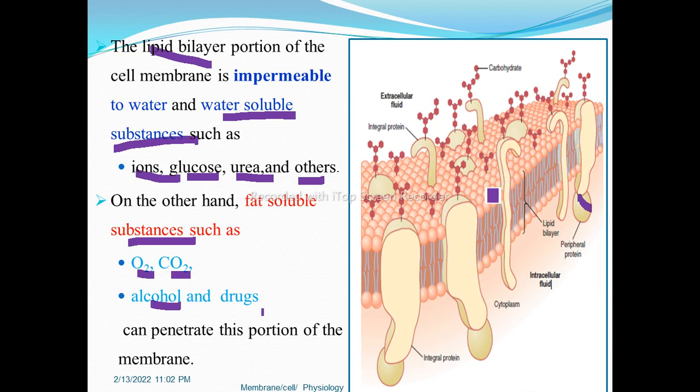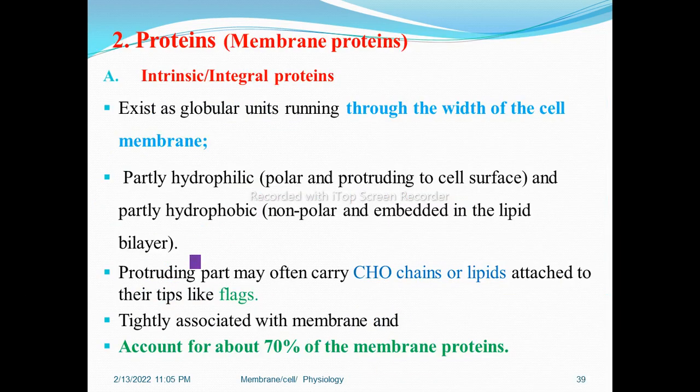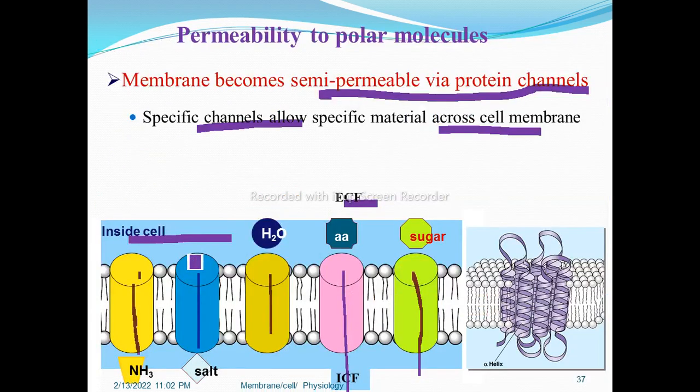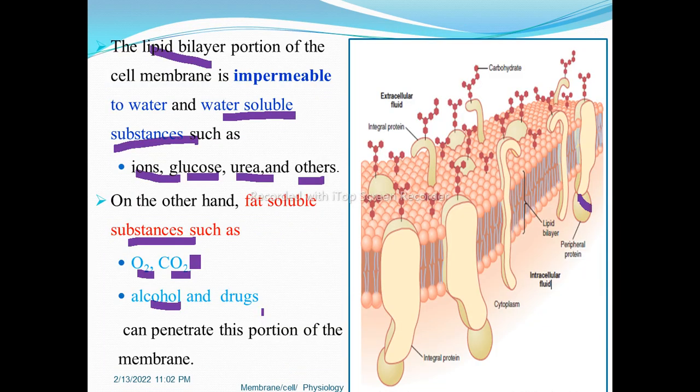So the lipid bilayer is impermeable to ions, glucose, urea and others, and permeable to oxygen, carbon dioxide and alcohol. Cholesterol is a part of the lipid bilayer, so it is important to stabilize the structure of the cell. It stabilizes the cell membrane and reduces the mobility of the complex lipids in the plane of the membrane. It determines the rigidity of the membrane. That is cholesterol.